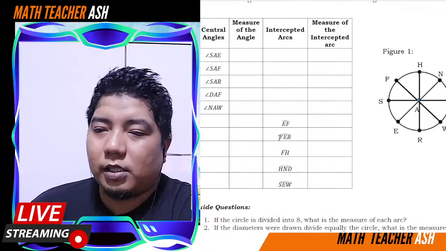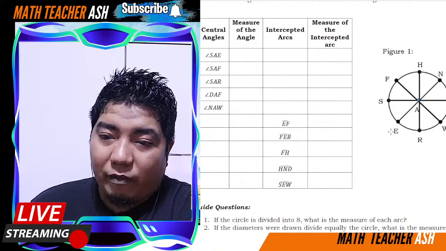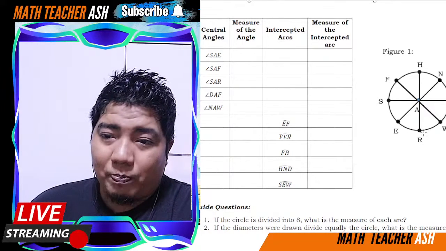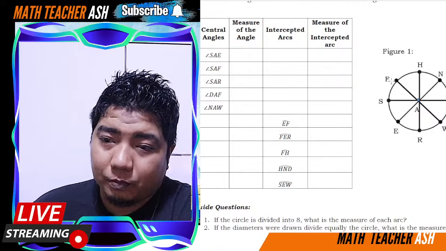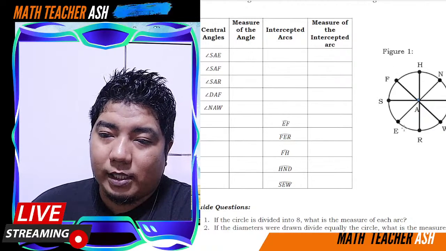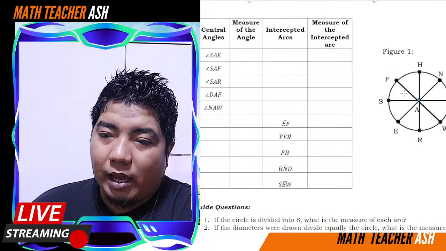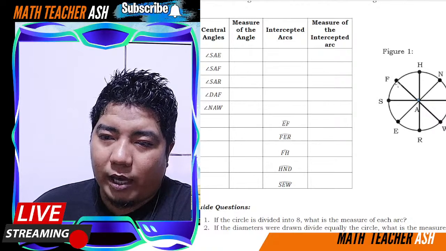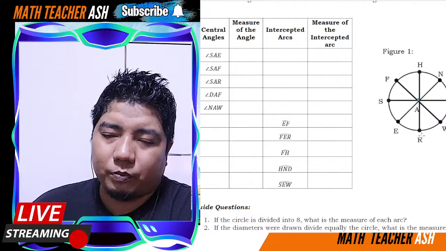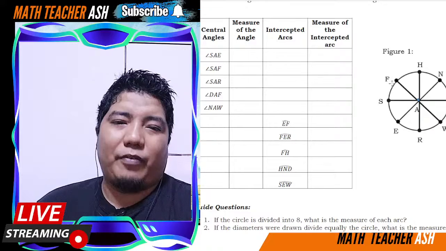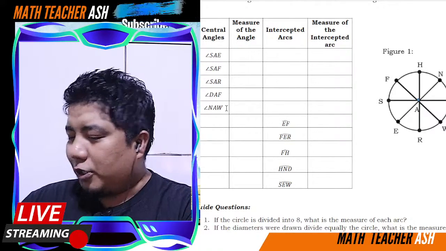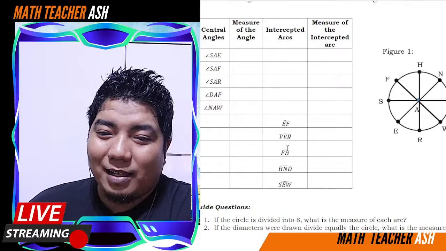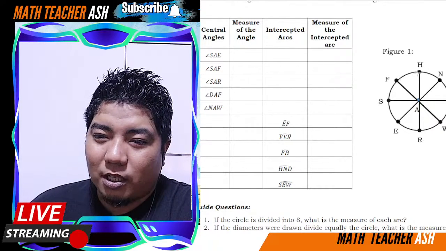Okay? Pero since dito binigay FER, that means that the angle that is being taken over by this intercepted arc is FAR. Okay? Angle FAR. Or RAF. Ganon lang po kadali, my dear math learners. Okay. So, ganon lang. The same pa rin. FH. Okay, same.